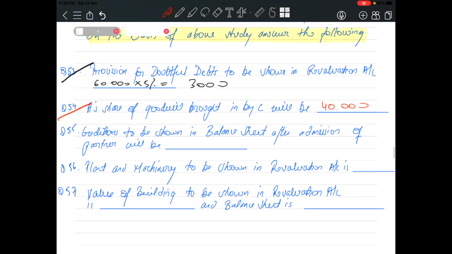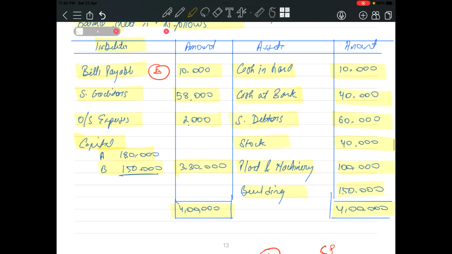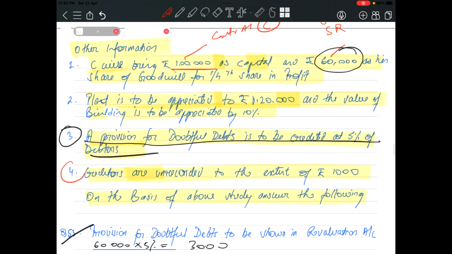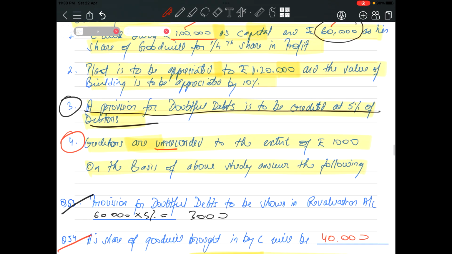Now let's move to question number 55. Creditors to be shown in balance sheet after admission of partner will be, what is the question? Creditors to be shown in balance sheet, not in revaluation account. Read this carefully. There is a creditor of 58,000, right? And point number 4 tells us that there is an unrecorded creditor to the extent of 1,000.